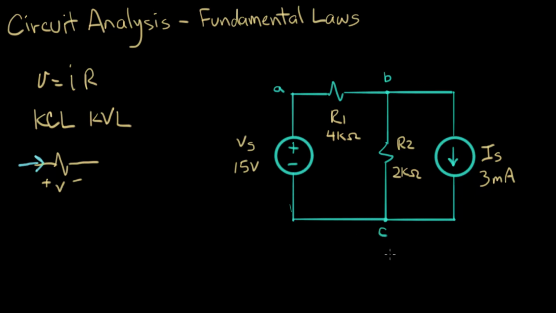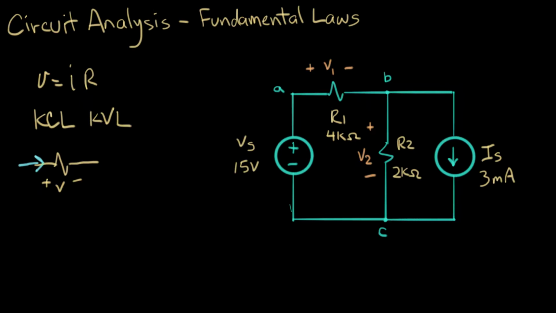Now we can also label some voltages on here. We'll do that in orange. We'll call this V1, and we'll give it a plus sign here and a minus sign here, and that's the voltage across R1. We'll give R2 a name. We'll call this plus minus V2. That's the voltage across R2. It's also the voltage across the current source. It's the voltage between node B and node C.